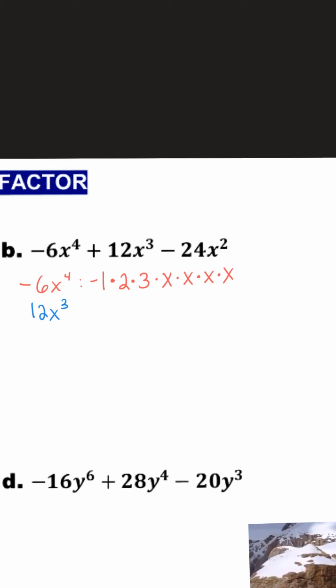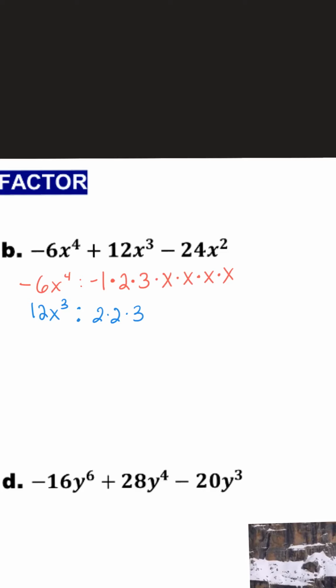12x cubed. This is positive, so I'm not going to bring out a negative. I know 12 again is equal to 4 times 3. I'm going to go ahead and say 4 is equal to 2 times 2, and then times the 3, and then 1, 2, 3 x's.